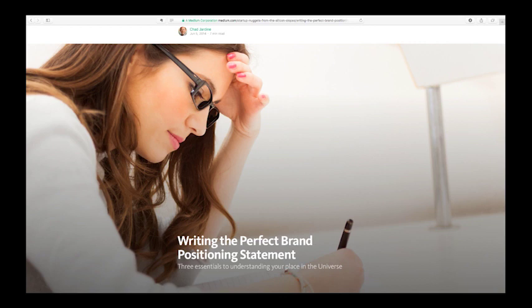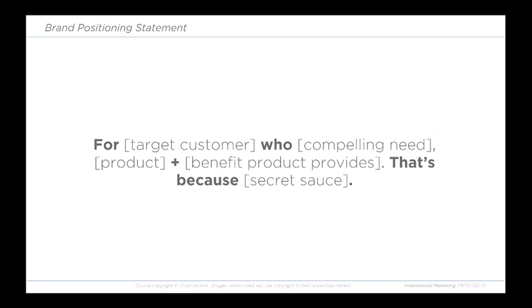Okay, we're going to finish up chapter 13 with this. This is an article that I wrote a year or so ago about writing the perfect brand positioning statement. As you guys look at getting jobs after you graduate, if you're looking for marketing jobs, being able to articulate the brand positioning statement of the product for the company that you're going to work for gives you a huge advantage. So here's how it breaks down. The brand positioning statement says this: for, insert the target customer, who, this is what they need, our product delivers this benefit, and that's because we have this secret sauce.